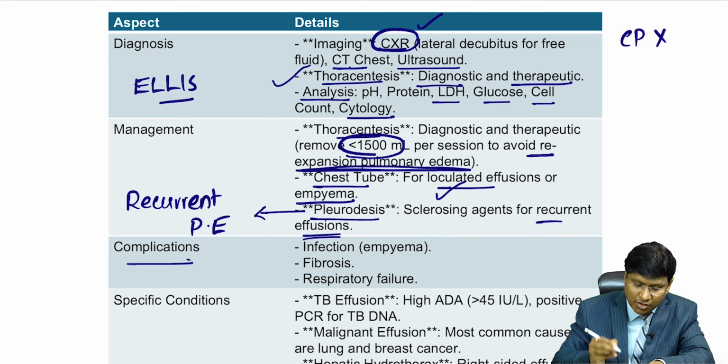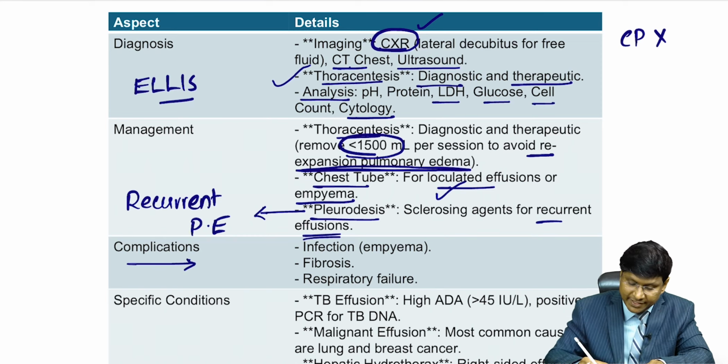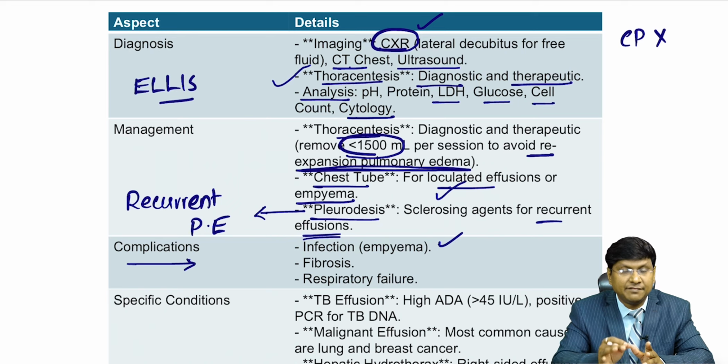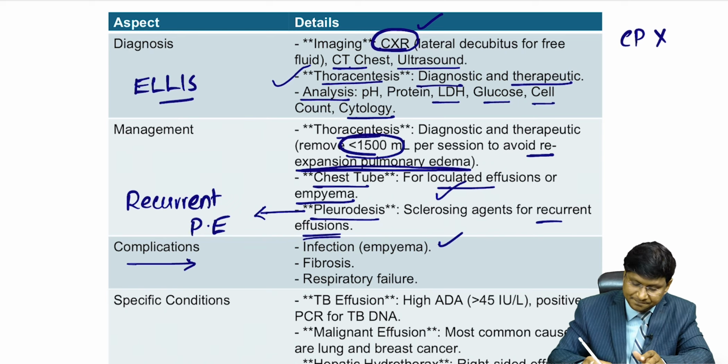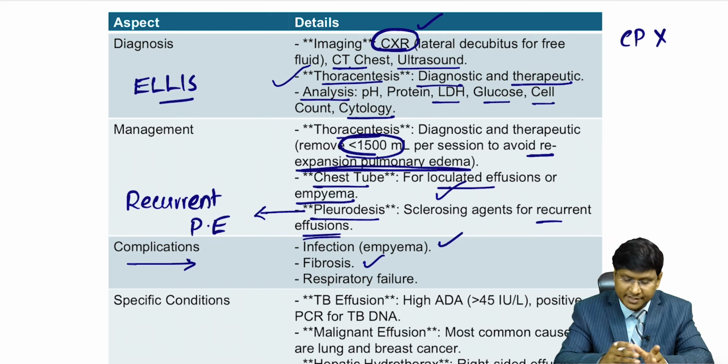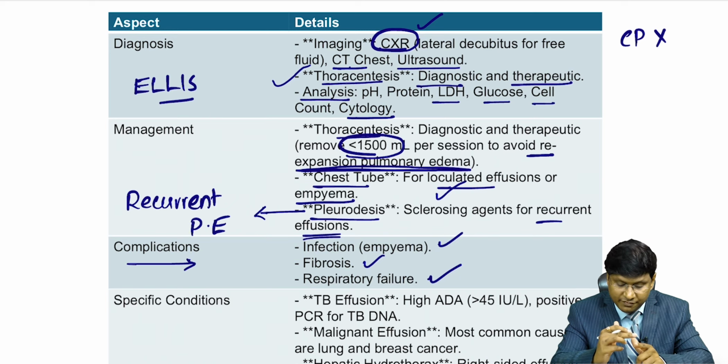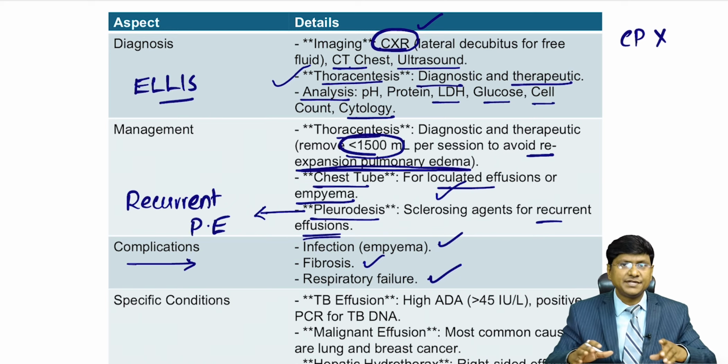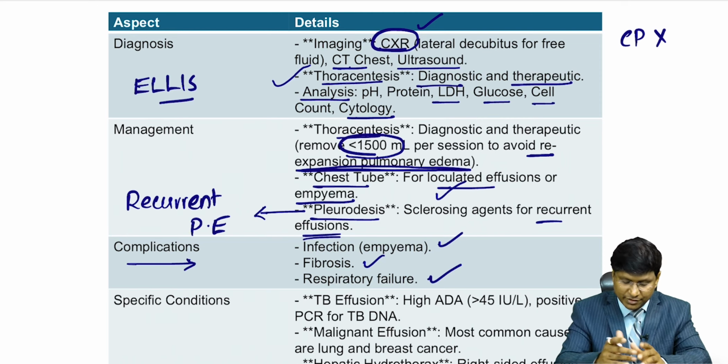Then coming to the complications, one is the empyema, where you have the infection within the pleural space. Next important is the fibrosis of the lung parenchyma. Next is the respiratory failure. So infection, fibrosis, as well as respiratory failure. So these are the complications associated with pleural effusion.